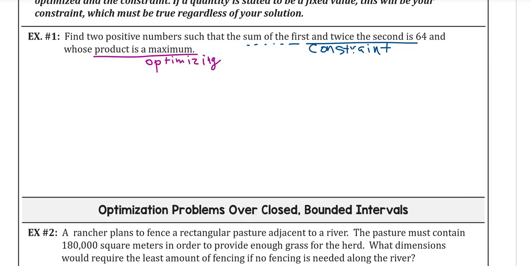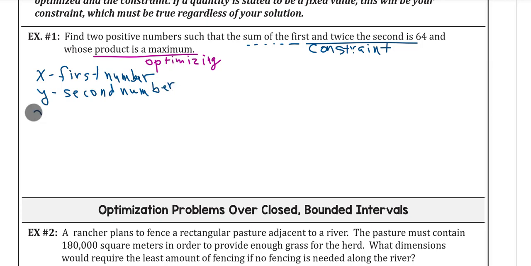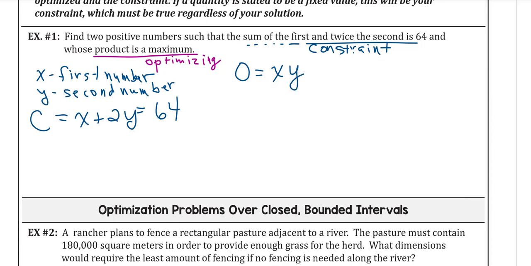Okay, so we have to assign variables. I'm just going to keep this simple. X is the first number. Y is the second number. And I'm going to call the constraint equation C is equal to the first number plus twice the second number, and that has to equal 64. Our optimization, I'm going to call that O, is going to be the area or the product, XY.